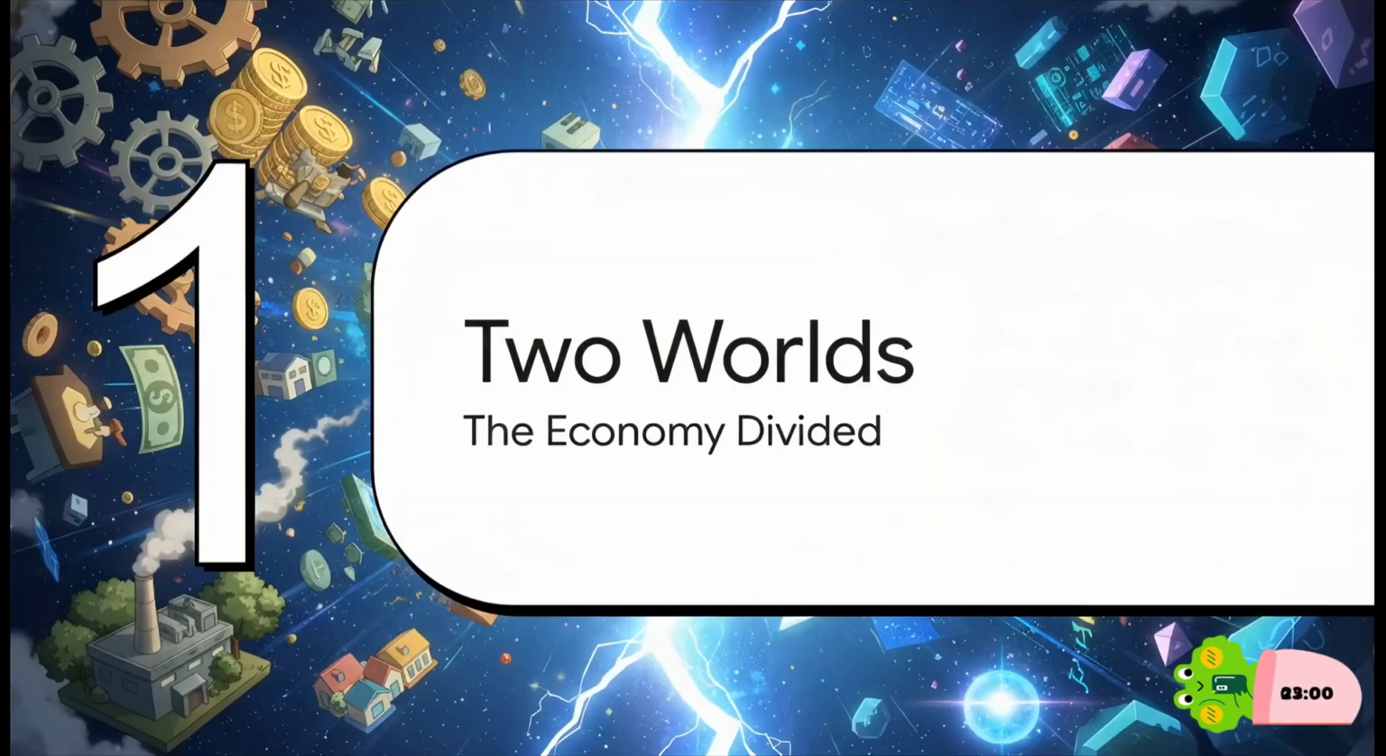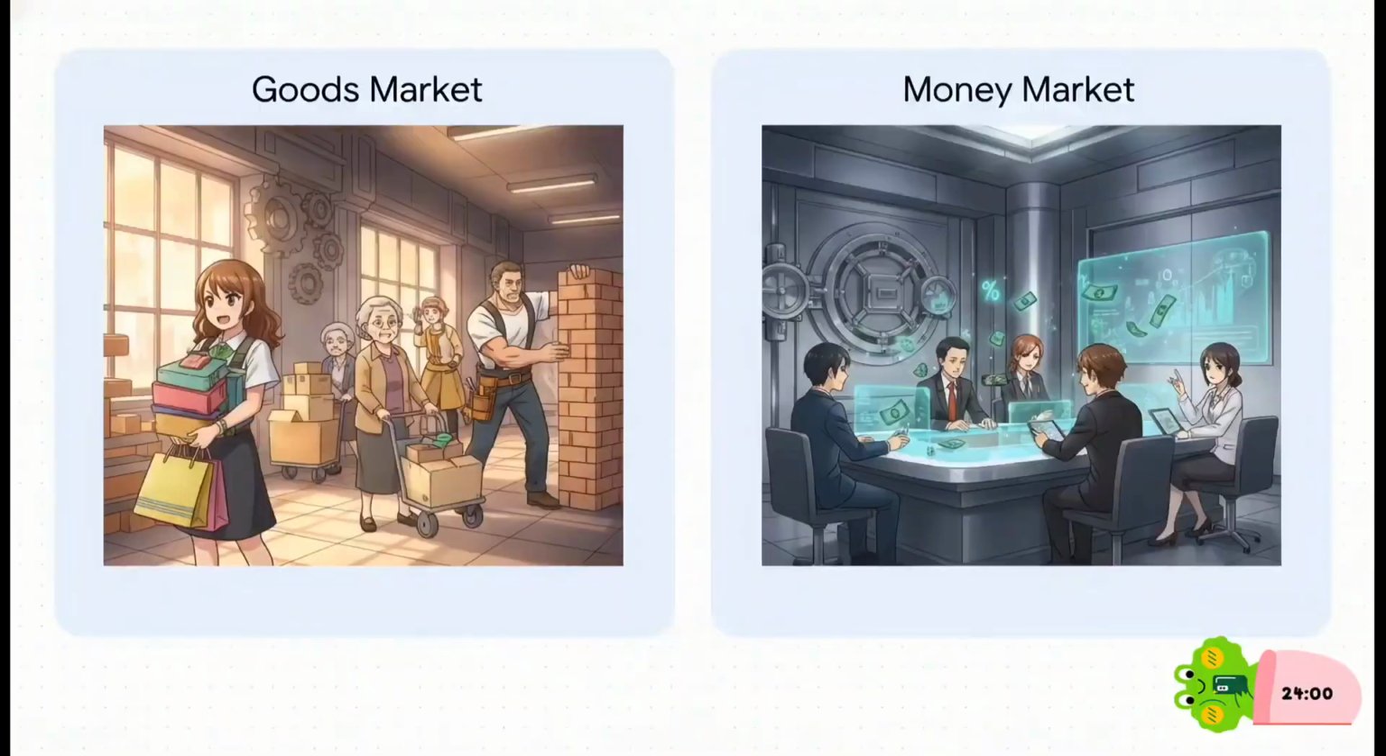Section 1, a tale of two worlds, the economy divided. To really grasp how the entire economy functions, we first need to mentally split it right down the middle into two distinct universes. On one side, we've got the goods market, and on the other, the money market. Over in the goods market, it's all about physical, tangible activity. People consuming, investing, producing. The big driving question over there is simply, how is income determined?